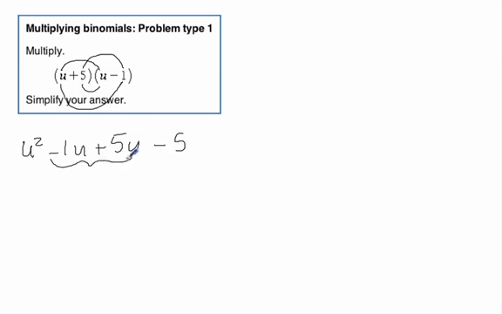Again, we have like terms, so our final answer is going to be u squared plus 4u minus 5. And that's it.